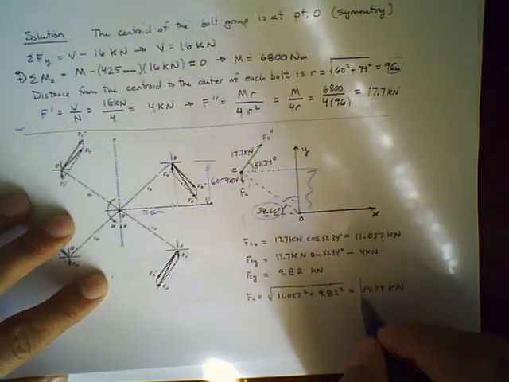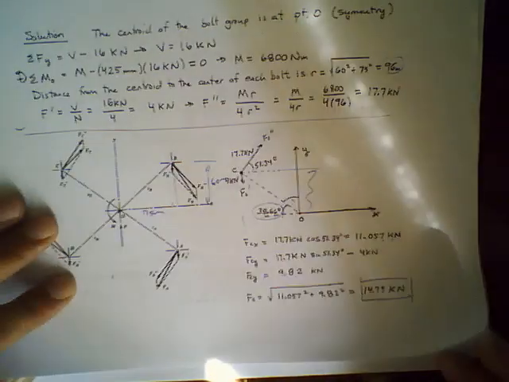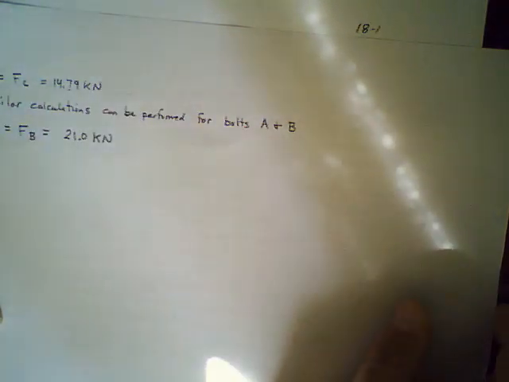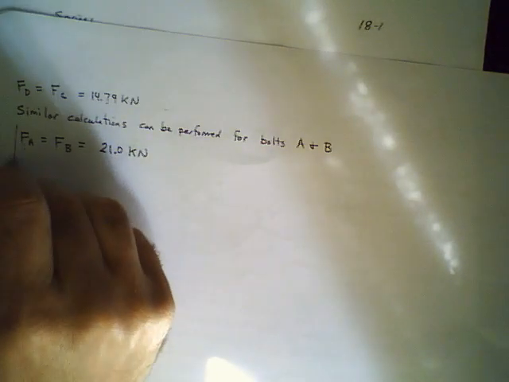So we got the magnitude of the force on C from here. Because of symmetry, we know FD is equal to FC, and we know FA is equal to FB, which is going to be equal to 21 kilonewton. So the critical bolts are A and B.